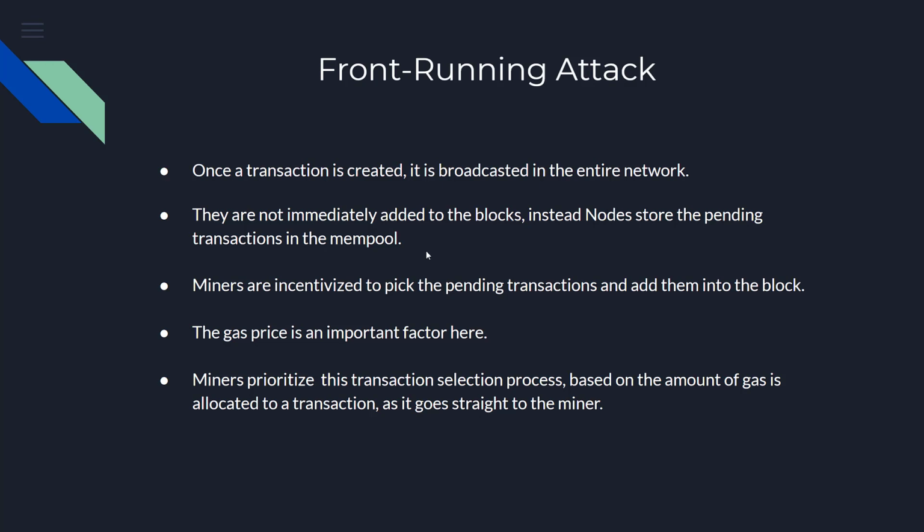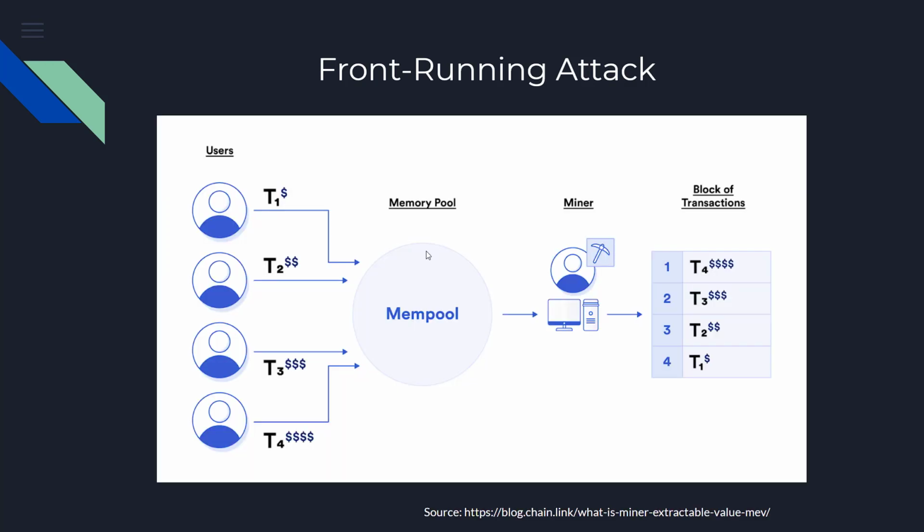But here comes an important factor, which is the gas price. Miners typically pick and order the transactions in descending order of the gas prices associated with the transactions. They do that to extract as much profit as possible from block creation. Here you can see a visual representation of that. There are multiple transactions like T1, T2, T3 and T4. All of them have different gas fees associated with them. They all go to the mempool, and the miner will pick up T4 first because it has the highest gas fees, followed by T3, T2, and then the lowest one, which is T1.